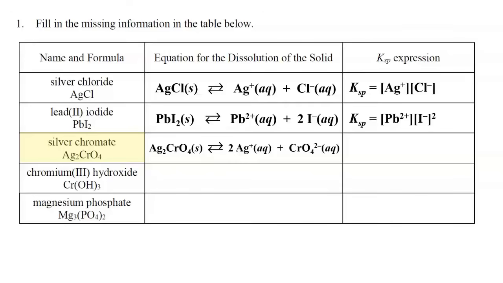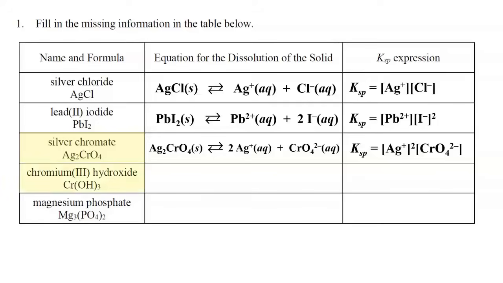Again, don't forget to balance the equation and always put the charge on your ions on the right side of this equation. The KSP would be concentration of silver squared, because of the coefficient of 2, times the concentration of chromate. The next one is chromium Roman numeral 3 hydroxide.